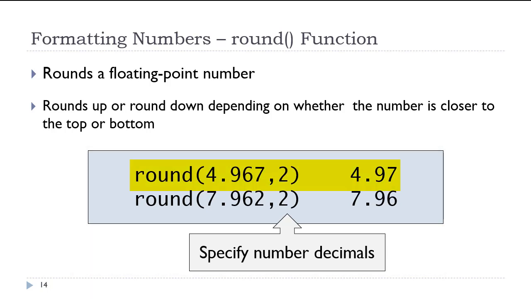So here's an example where we're rounding 4.967. Notice we will specify how many decimal places we want to round to, and in this case it will be 2. Because 7 is a higher number, 967 will round up to 97. If we look at the next number, 7.962, because the 2 is a lower number, it will round to 0.96.